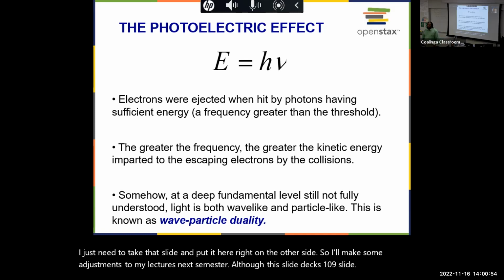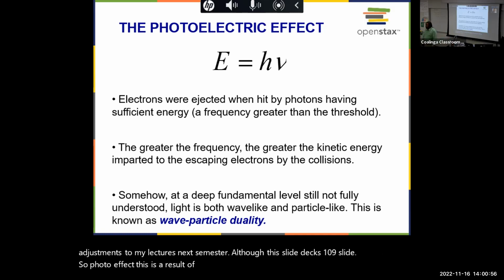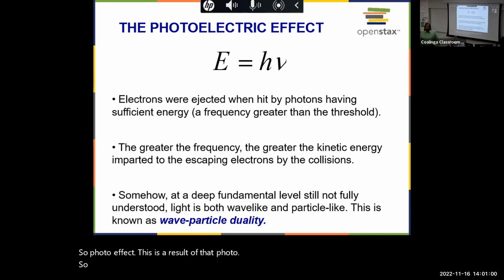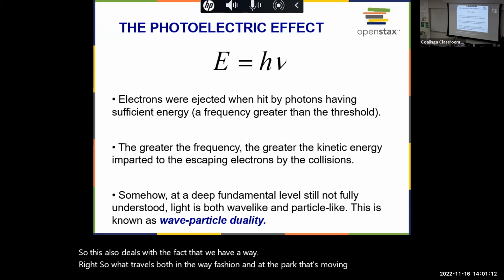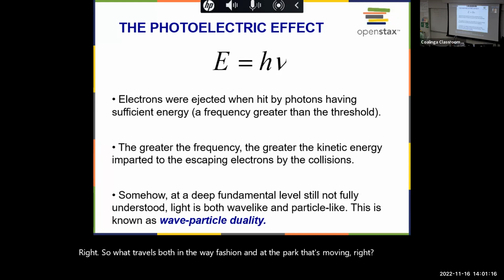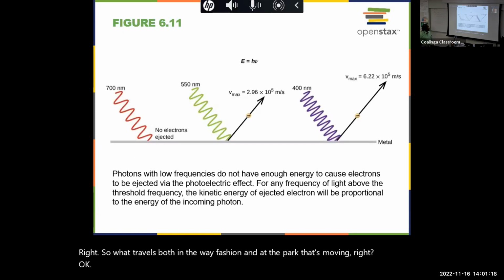So, photoelectric effect. This is a result of that. Okay, so this also deals with the fact that we have a wave-particle duality. Right? So light travels both in the wave fashion and as a particle. So it's moving, right? So our wave.